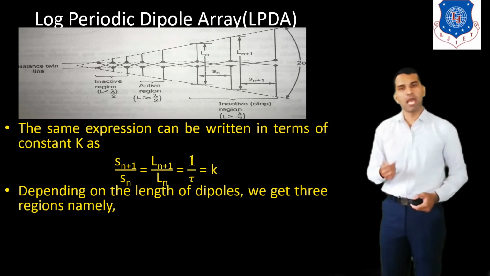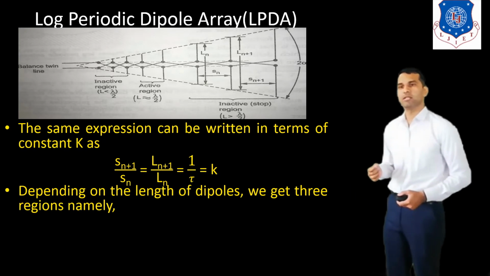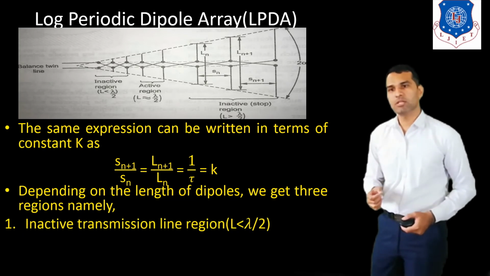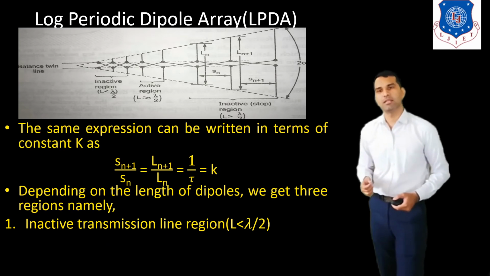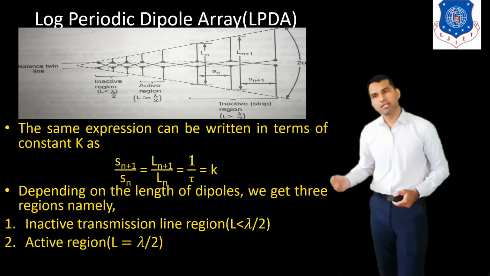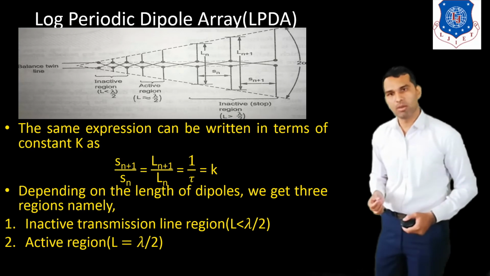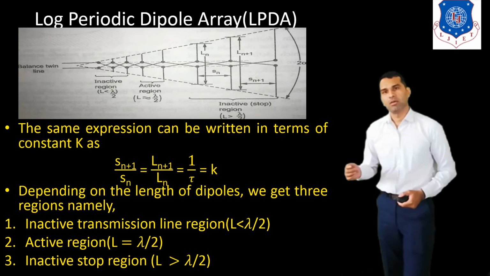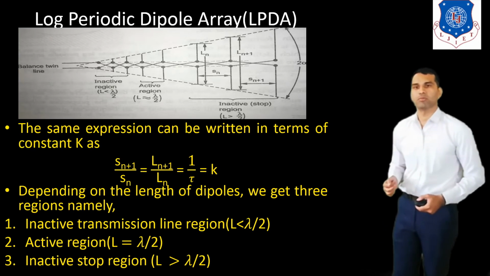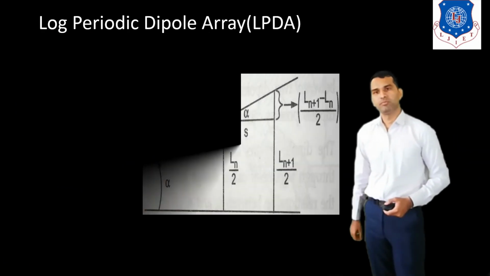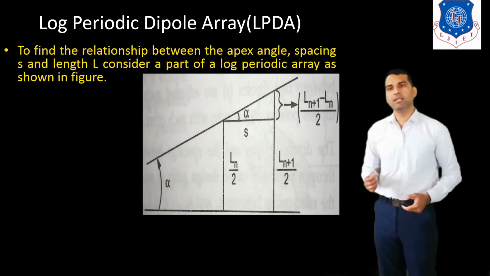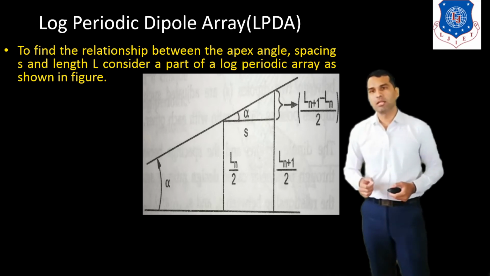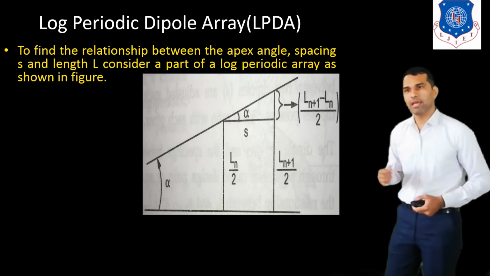Depending on the length of the dipole, we get three regions, namely the inactive transmission line region, where L is less than lambda by 2, then the active region, where L is equal to lambda by 2, and the last one, the inactive stop region, where L is greater than lambda by 2. To find the relationship between the apex angle, spacing S and L, consider a part of the log periodic array as shown in this figure.